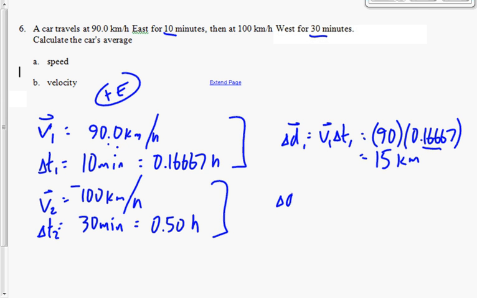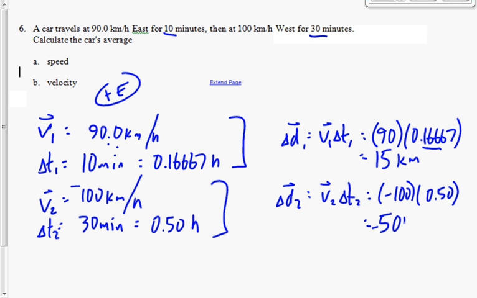Let's find the displacement in stage 2. It's going to be V2 times T2. What do we got there? This one's going to be negative 100 times 0.50. We're not going to disagree on this one, right? This one's going to be 50 kilometers, or negative 50 kilometers, I should say.